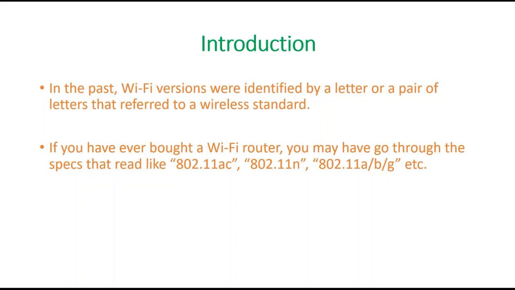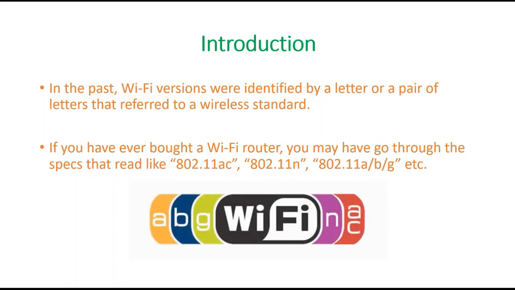So if you look at a Wi-Fi router, you may not need to go through the specs. The reason is sometimes it will be written as 802.11ac supported, but if you really want to go to the specs, you will clearly understand that it supports 802.11ac, N, A, B, G, etc. And the logo for this one is A, B, G, Wi-Fi, N, AC, whatever it will be supported.